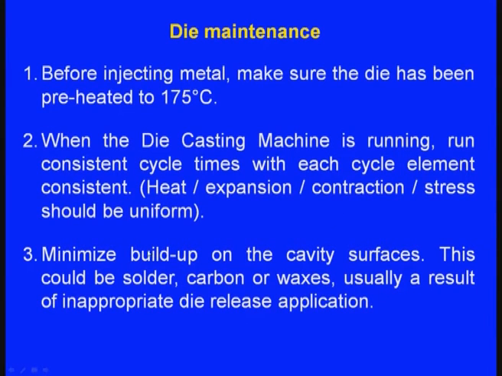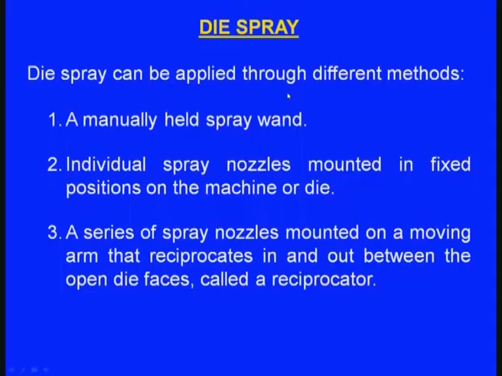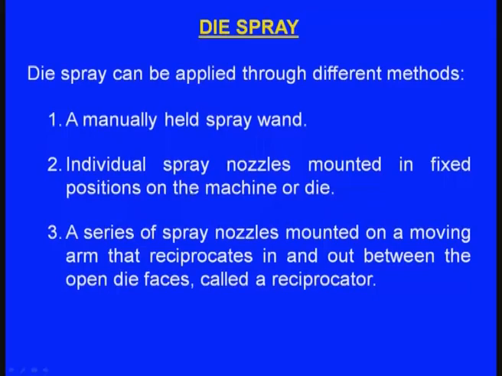Next one, minimize buildup on the cavity surfaces. This could be solder, carbon or waxes, usually a result of inappropriate die release application. So, we have to minimize the buildup on the die cavity surfaces. Next one is the die spray. Die spray can be applied through different methods. A manually held spray. Next one, individual spray nozzles mounted in fixed positions on the machine or the die.